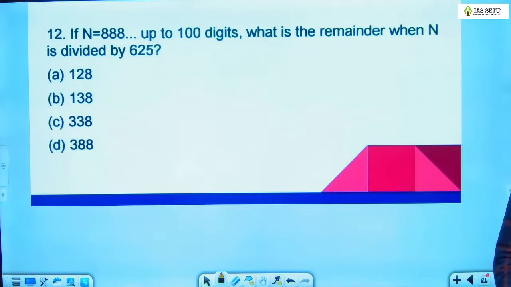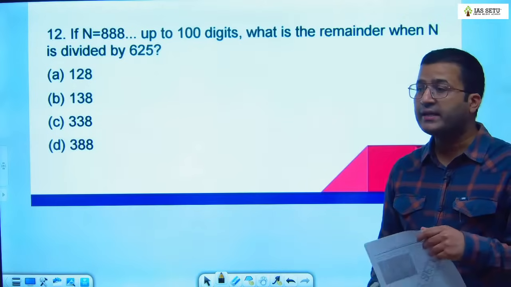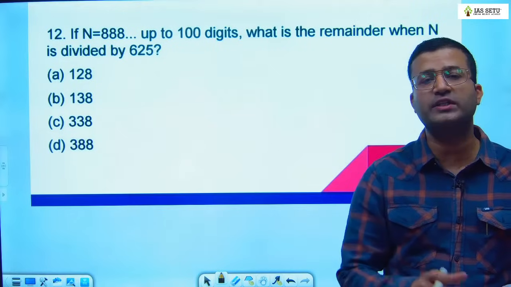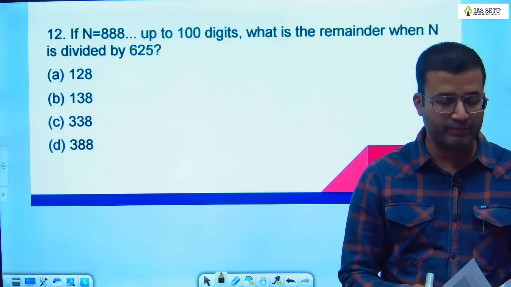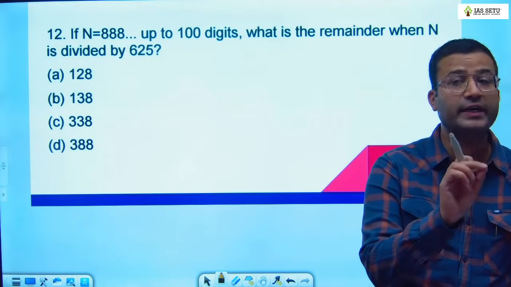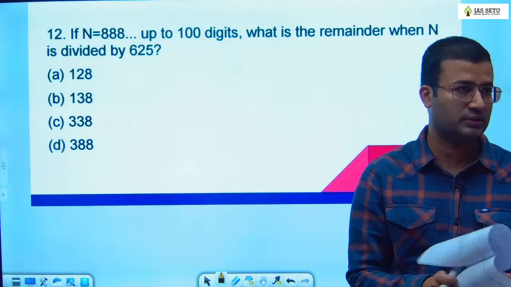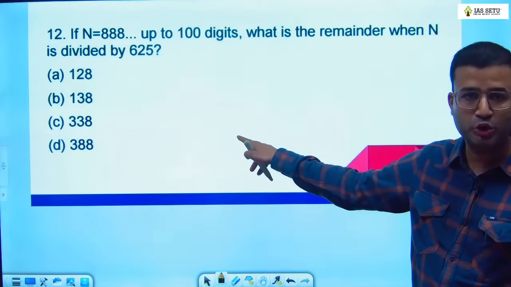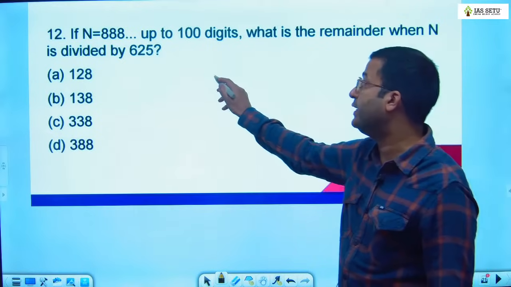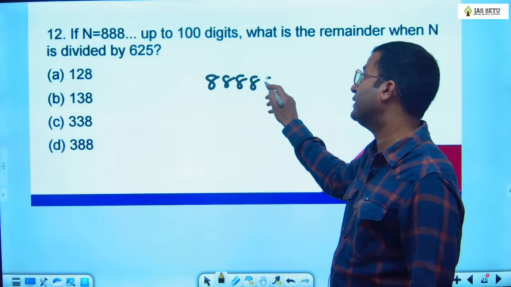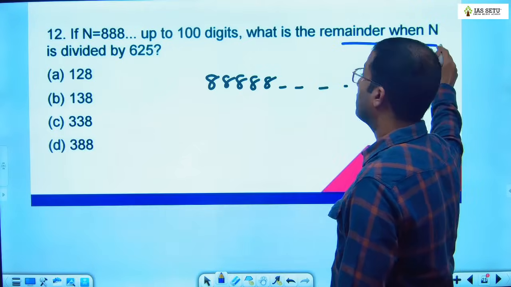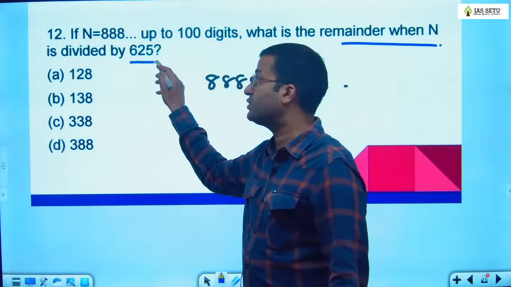नेक्स्ट क्वेश्चन, n is equal to 888 up to 100 digit. It can be 1000 times also. We have a number n where we are using 888 for how many times? 100 times. Not only 8, you have any number. आजकल पूछ रहा है ना ऐसा क्वेश्चन। तो we have 8 8 8 8 8 8 100 times. What is the remainder when n is divided by 625?